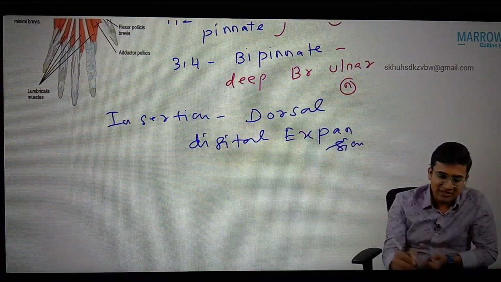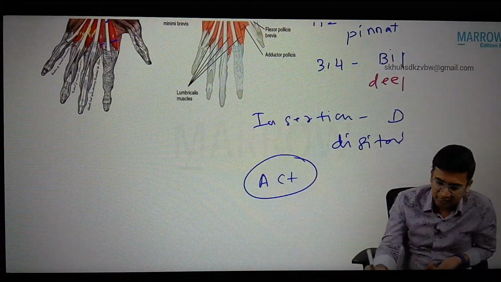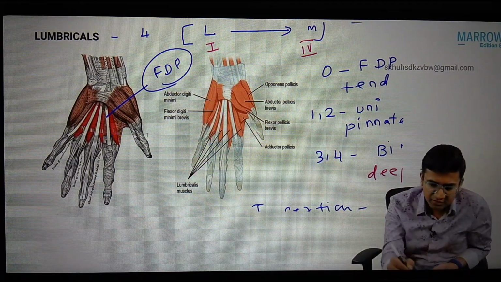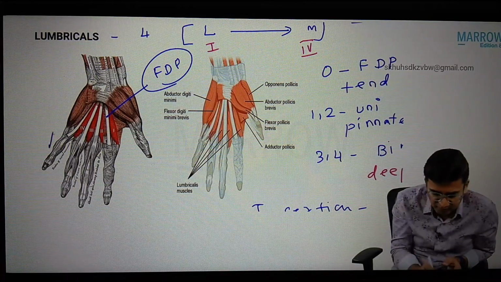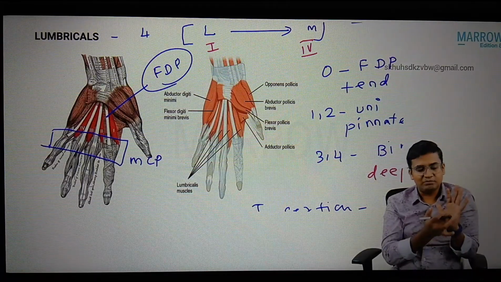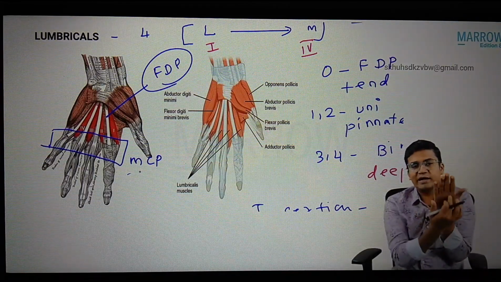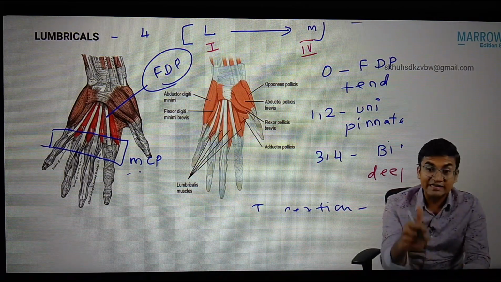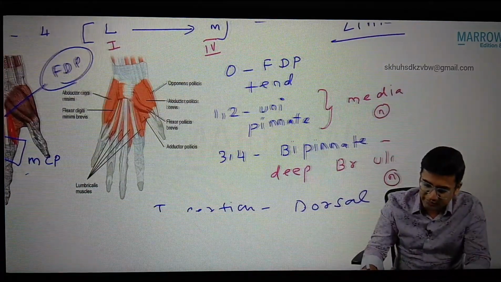Okay. So, next, what is the action of the lumbricals? Now, see the diagram. Lumbricals, after taking origin from the FDP tendon, cross this joint. That is our metacarpophalangeal joint. So, origin from the flexor compartment, crossing the metacarpophalangeal joint in the front side, and going behind to DDE. So what is the action? Flexion of the metacarpophalangeal joint.